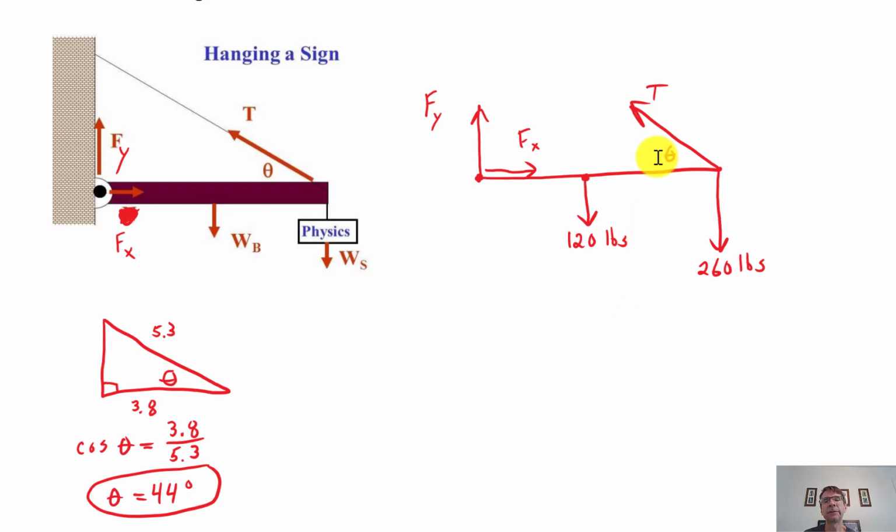Here's the angle. I actually calculated that angle because I gave you the geometry down here. The wire is 5.3 meters long. I think I mentioned that this is a right angle. The beam is horizontal. It's perpendicular to the wall. This is 3.8 meters long. And then cosine of theta is 3.8 over 5.3. Inverse cosine function on your calculator, 44 degrees.